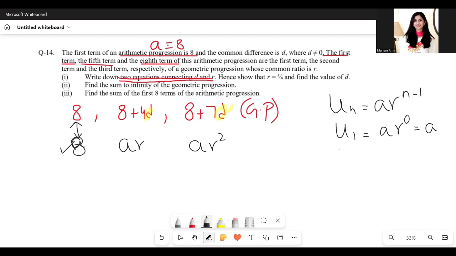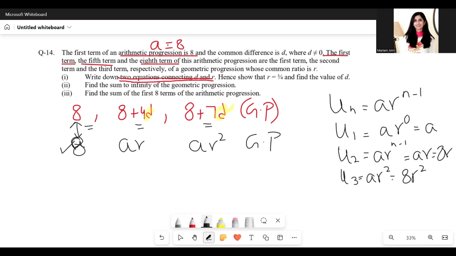Then the second term is again AR to the power n minus 1. Since n is 2, the power of R is going to be 2 minus 1, so that's just AR, and that's 8R because A is 8. Similarly, the third term is AR to the power 3 minus 1, so that's 2. So 8R squared. So that's where I got the 8, AR, and AR squared form. Now these are equal because this is the same GP as well.